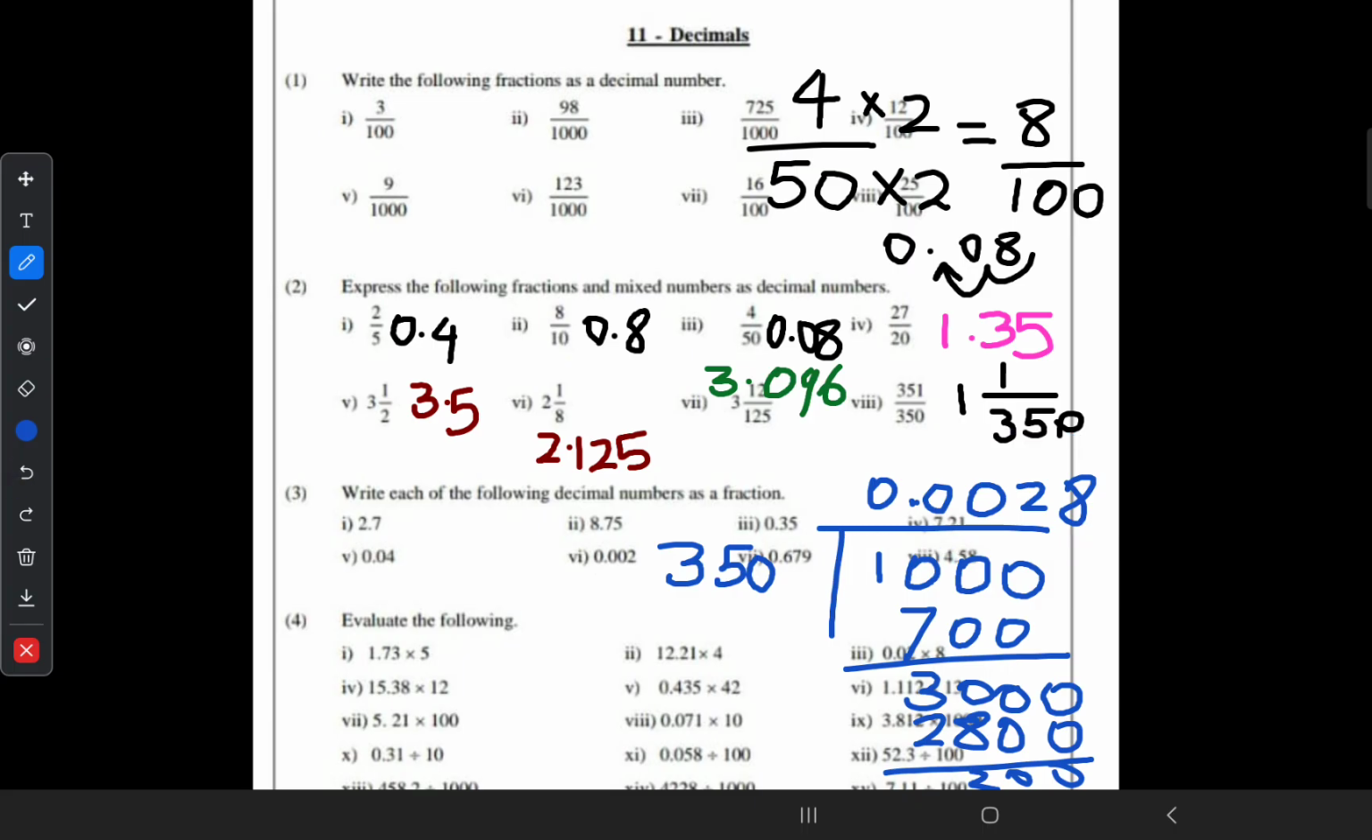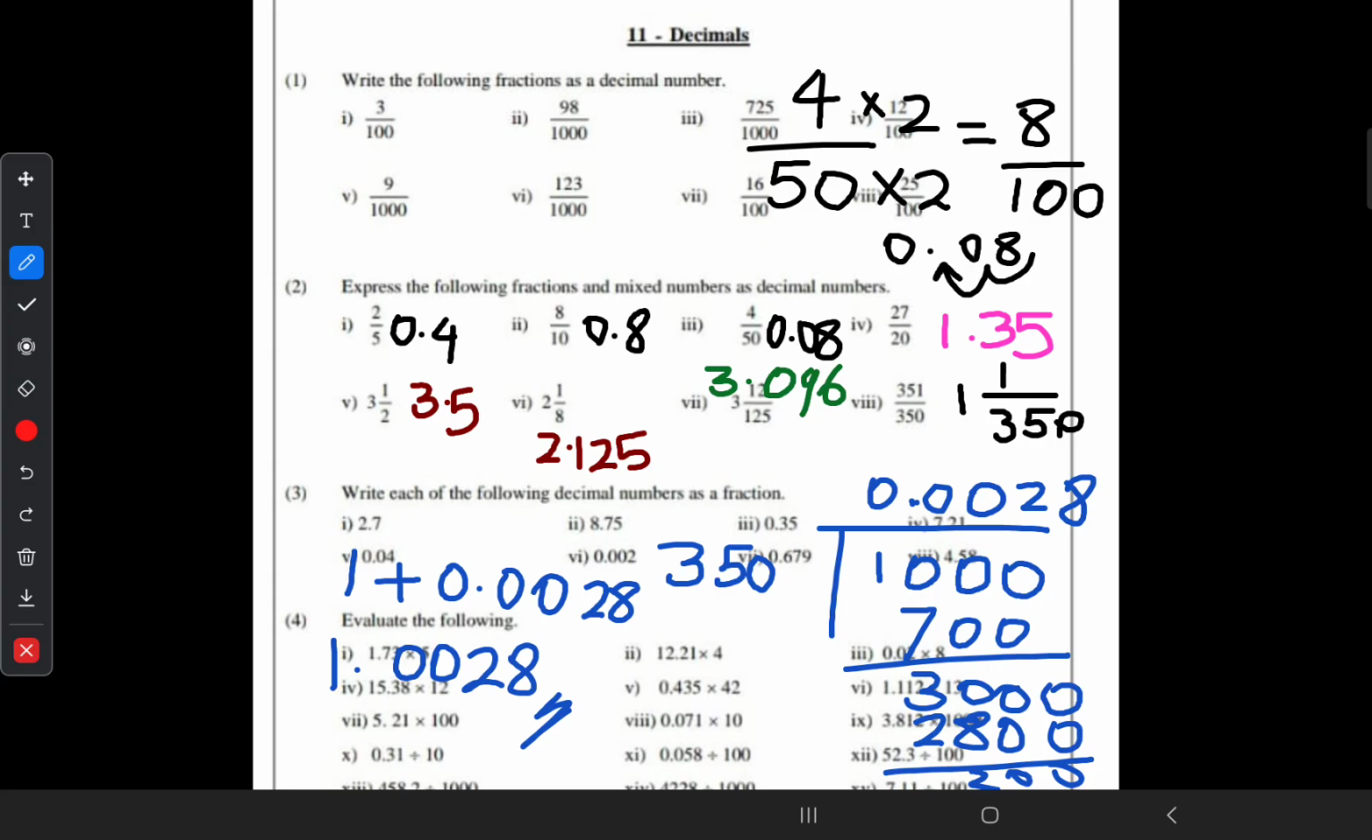We have a full part also, no? Our full number is 1. With that 1, you should add this decimal, that is 0.0028. When you add that, that will give you 1.0028 as your final answer. Don't be confused with this.